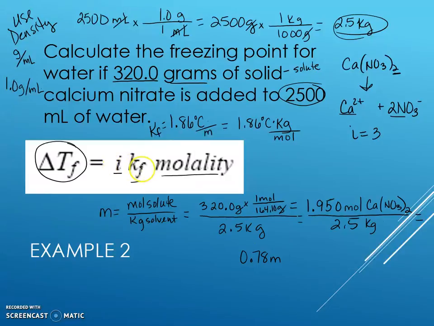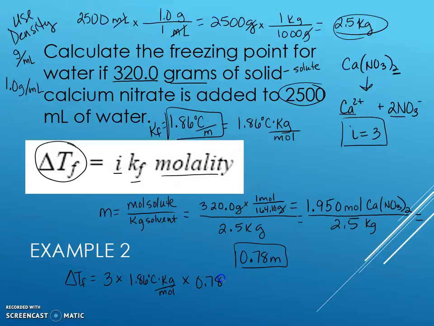So now we have i, we have Kf, we have molality. So our delta Tf is what we're solving for. The change in freezing point is equal to i, which is 3, times Kf, so 1.86 degrees Celsius times kilograms over moles. And then we're going to multiply that by molality, which was 0.78 molal. And this is moles per kilogram, right? Right, so kilograms cancel, moles cancel, we're left with degrees Celsius in our answer. And when we do all that math, we end up with 4.352 degrees Celsius.